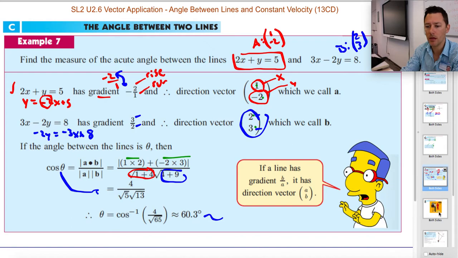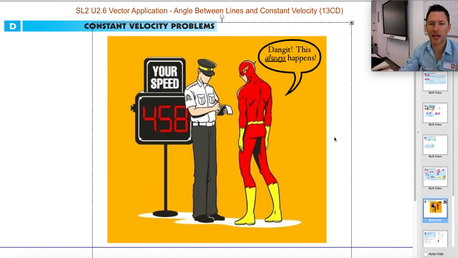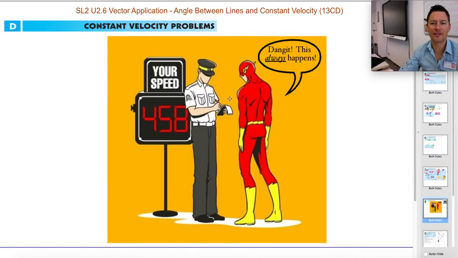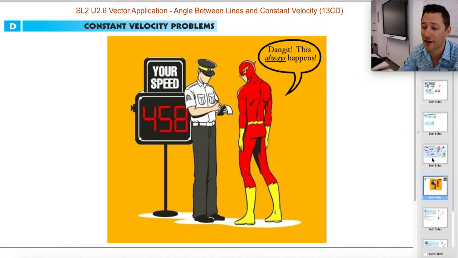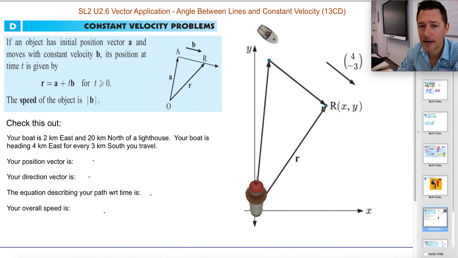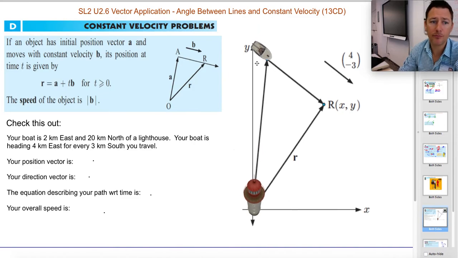Cool. All right, one last application problem, constant velocity problems. That's the Flash. He has constant velocity problems. Get it? Get it?